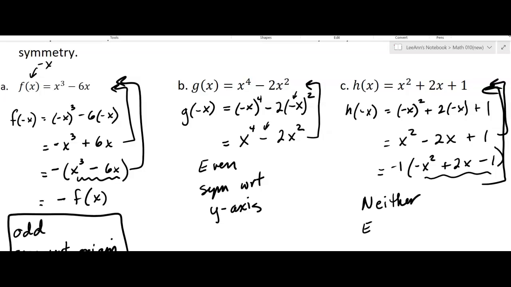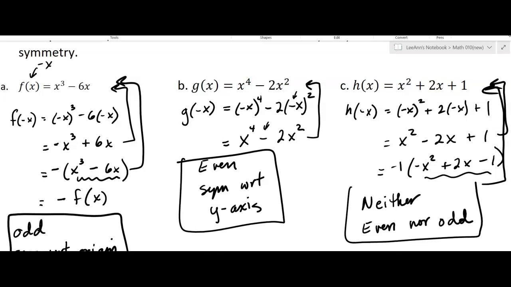Neither even nor odd. You just put neither. And so it doesn't have symmetry. Okay, there we go.